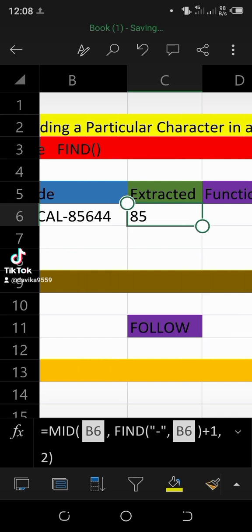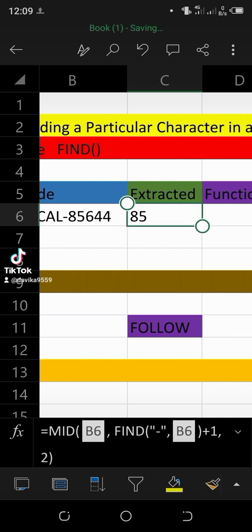So I'll say I take mid, then of the B6, that is the string that we are talking about, and then we find n number of letters, n digits after the hyphen. So I find where the hyphen is inside the B6, and then ending plus after. That's plus one. That's the reason I say plus one.